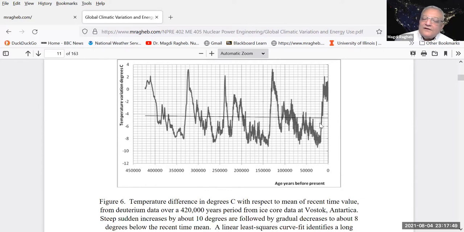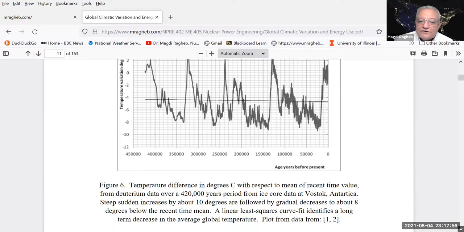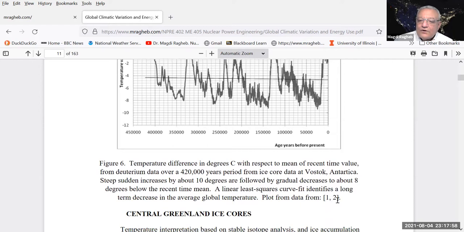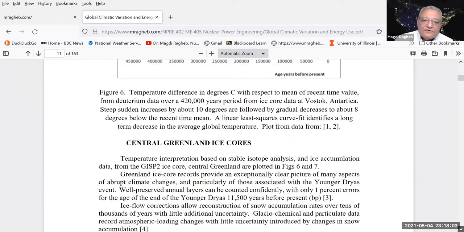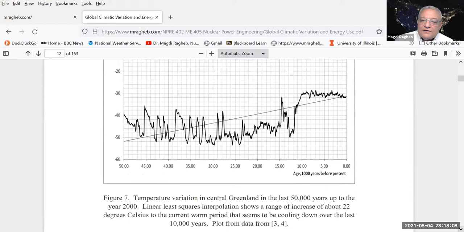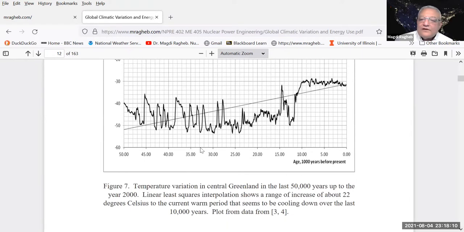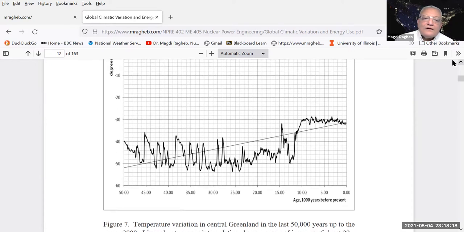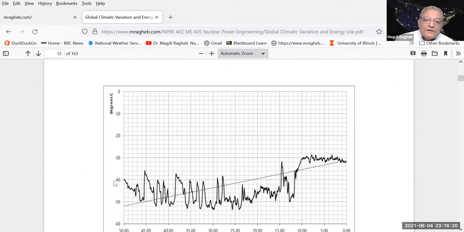Now you can take the data here and look at it in better resolution. You can do that yourself by getting the data. I give you the source in the references, reference 1 and 2. This is data from Central Greenland ice cores basically. And I show here a different resolution over the last 50,000 years. This is age in thousands of years before present, and this is the temperature variation in degrees Celsius.